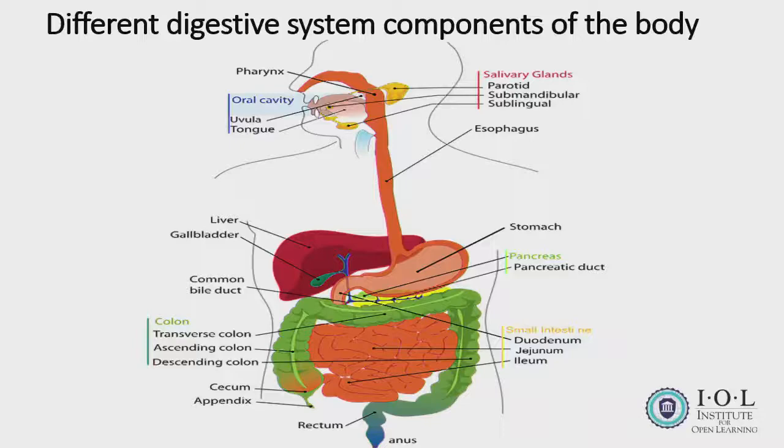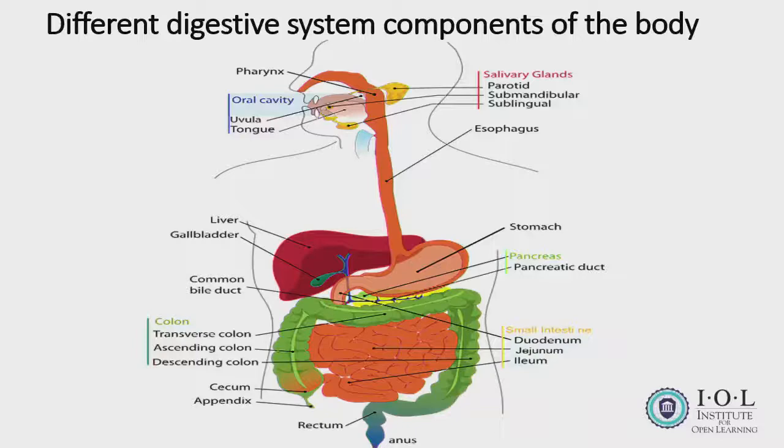You can also see salivary glands that help the digestive system, such as the parotid and submandibular. You also have the sublingual. Those are the yellow areas that you can see. Those are salivary glands that help to facilitate digestion. Now you have the orange channel, which is the oesophagus, starting from the mouth and going down to the stomach. You have the stomach there.